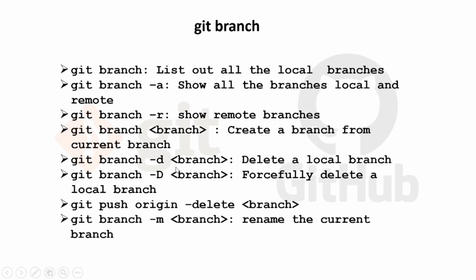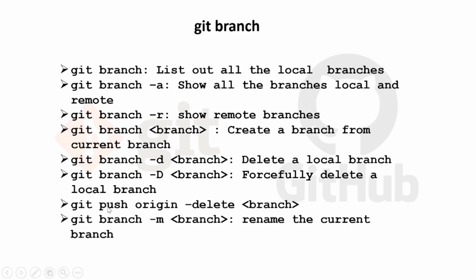Then how to delete? Git branch hyphen d, you can delete the local branch, and git branch hyphen capital D will forcefully delete a local branch. So suppose in that branch some merging issues are there and you have not yet merged, but if you hit git branch hyphen capital D, it will delete that branch forcefully, right?